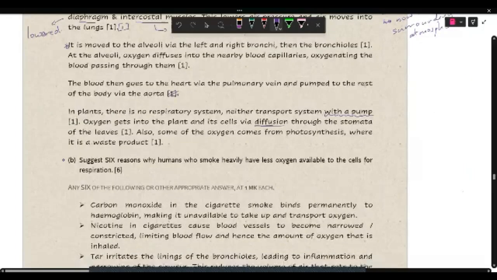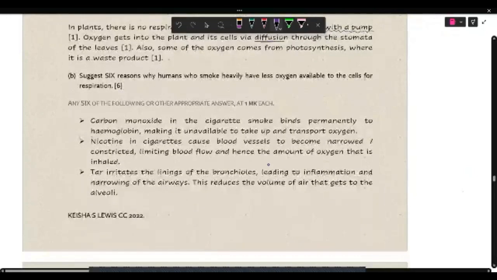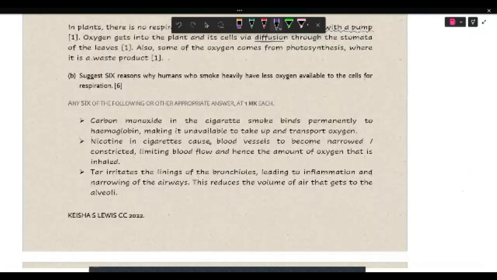Next part, 6 reasons why humans who smoke heavily have less oxygen available to the cells for respiration. And you're like, 6? How are we coming up with 6? There's more than 6 available. So let's take a look at that.